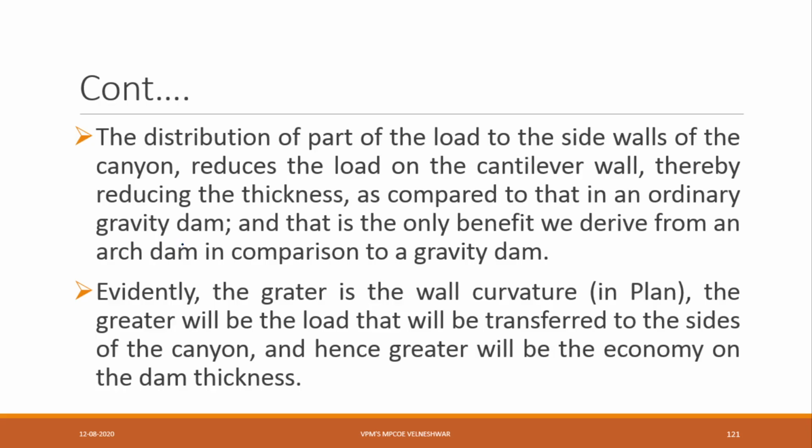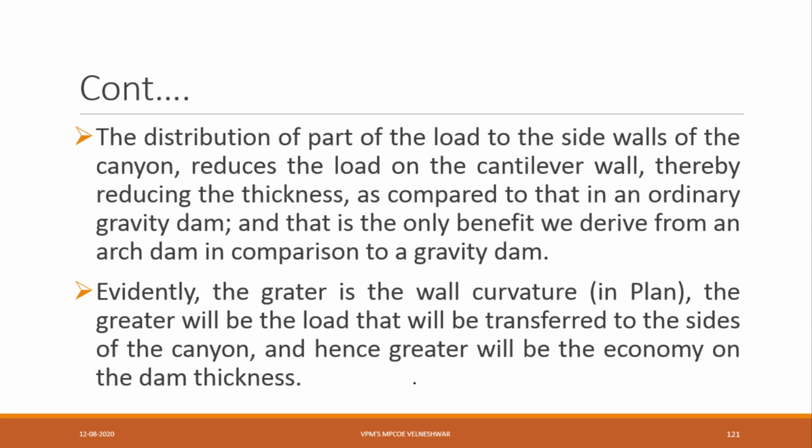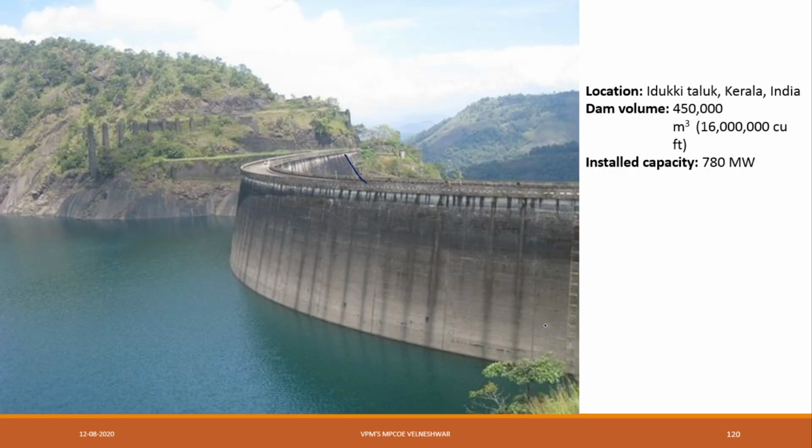Now, distributing the load to the side walls of the canyon reduces the load on the cantilever wall. For suppose this is the wall. For this wall, they have constructed an arch; they have taken one baseline, and for that baseline we have preferred the arch. Since it is in arch shape, the cantilever wall, the remaining part of the dam, carries less load. But in our original dam, a wall will be there, and based on that wall only we have to construct our arch.